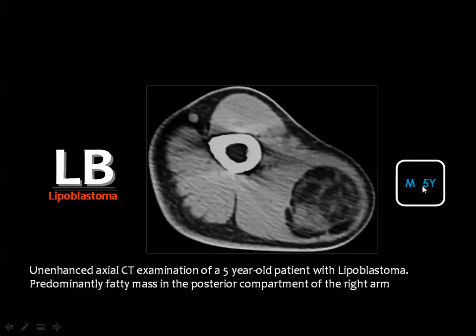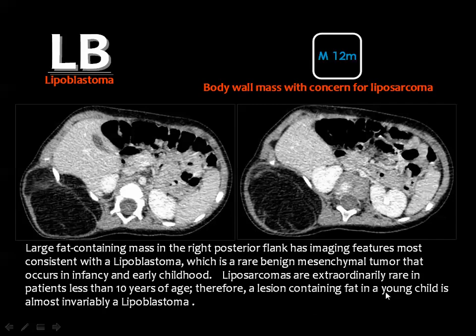A male child, 5 years, with a fat-containing lesion with some soft tissues inside, and this is lipoblastoma. And this is a 1 year old male with a fatty lesion in the back. And this lesion was proved to be a lipoblastoma. It's stated here that liposarcoma is extraordinarily rare in patients less than 10 years of age. Therefore, a lesion containing fat in a young child is almost invariably a lipoblastoma.